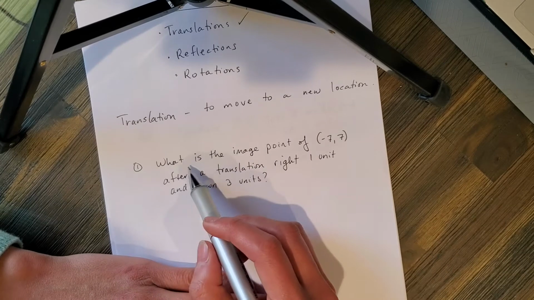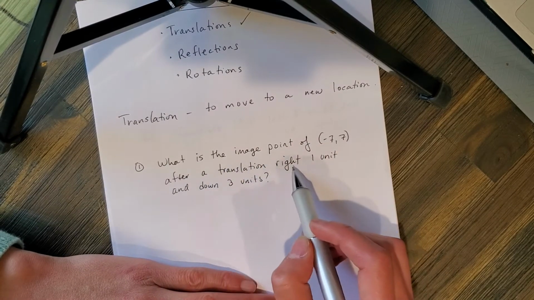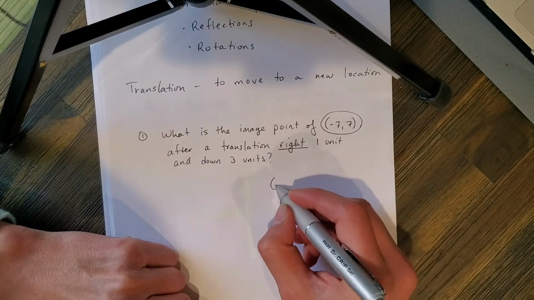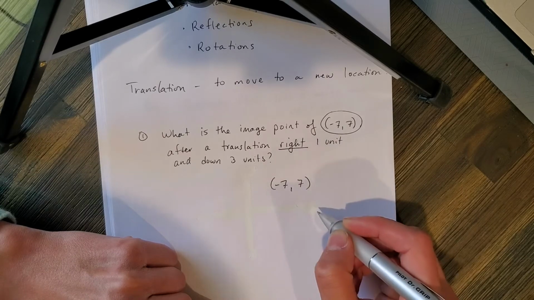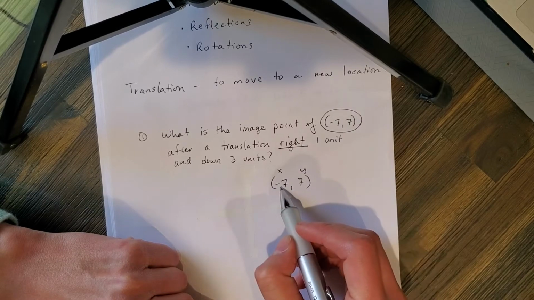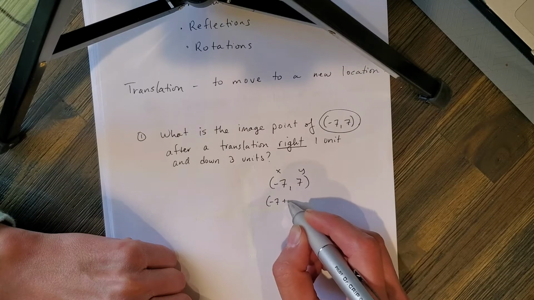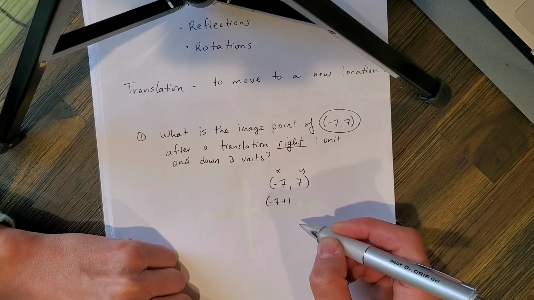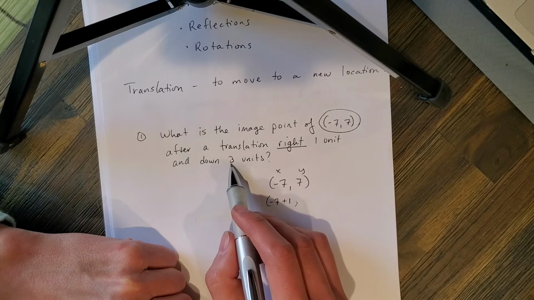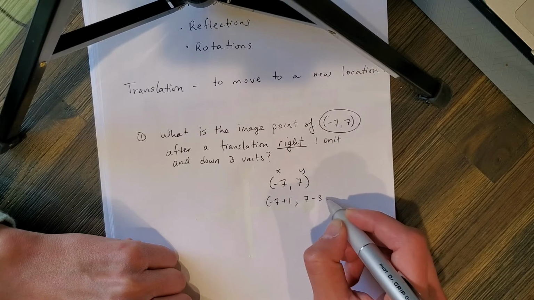So let's start. What is the image point of negative 7, 7 after a translation right 1 unit and down 3 units? Okay, so here we have our point, negative 7, 7. This is the x coordinate, that's the y coordinate, okay? So for the x coordinate, we're going to go right 1 unit. So we're going to take the negative 7 and add 1. Now, for the other coordinate, it's going to be 3 units down. So down 3 units means we're going to subtract 3.